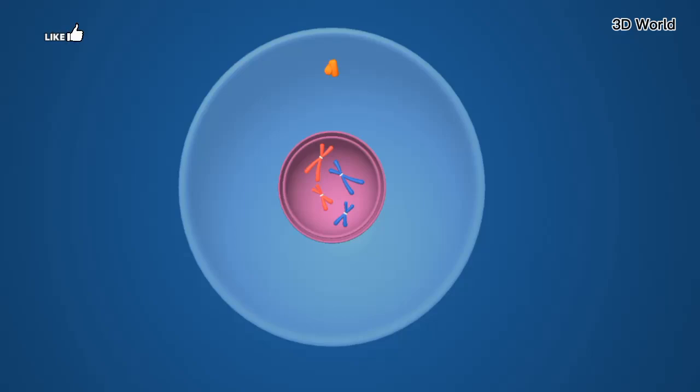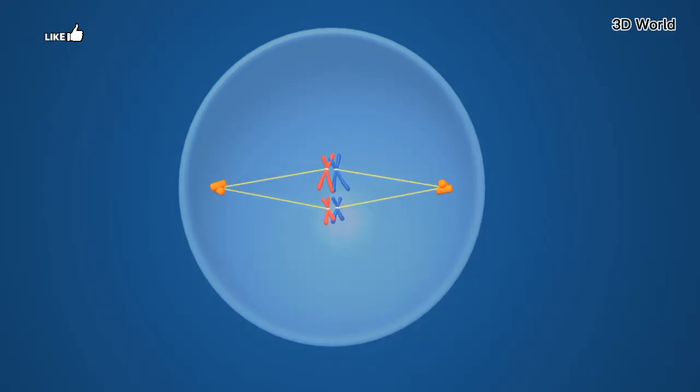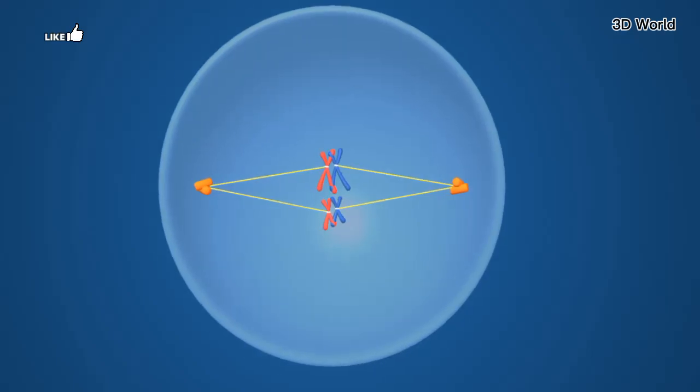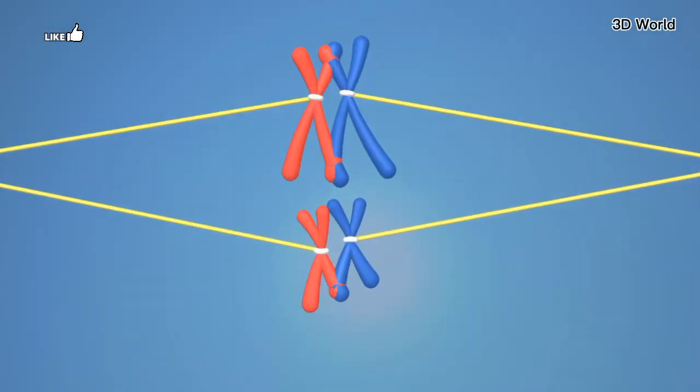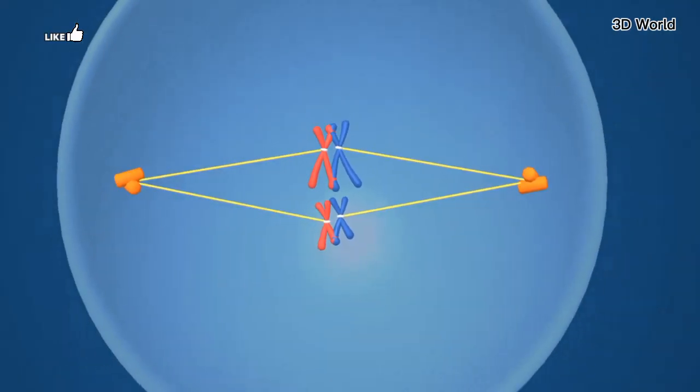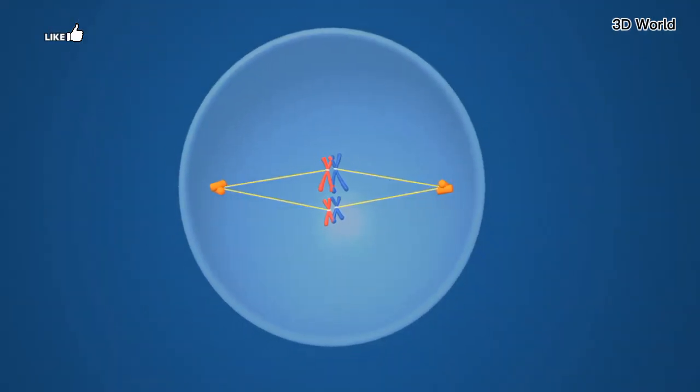Then the centrosome duplicates and moves towards the opposite poles of the cell. In the metaphase, the nuclear membrane breaks down, and the spindle apparatus is formed. Then the chromosomes line up along the equatorial plane of the cell, and a genetic crossover occurs. Genetic material is exchanged randomly between homologous chromosomes. This greatly affects the variety of the resulting cells.